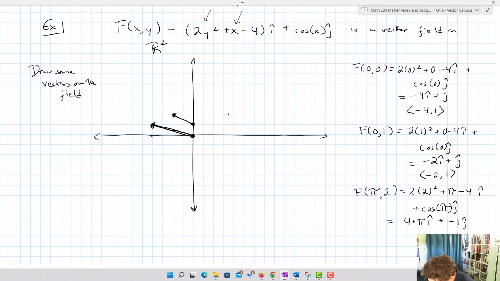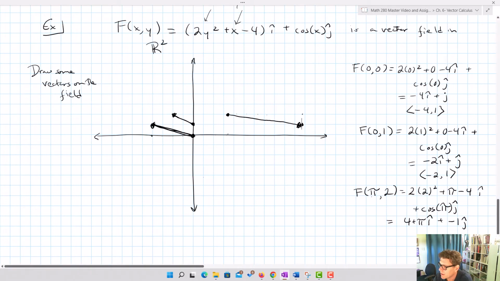And then up 2. So at this position on the vector field, we're going to go 4 plus pi in the positive direction. So that's 1, 2, 3, 4, and I know it's approximate. So that's about 4 plus pi, and then we're going to go down negative 1, and that's our new location. And so that's the vector. Notice that at pi, 2, we get a vector that's pointing almost in the opposite direction of the other two vectors and has gotten significantly longer as well.